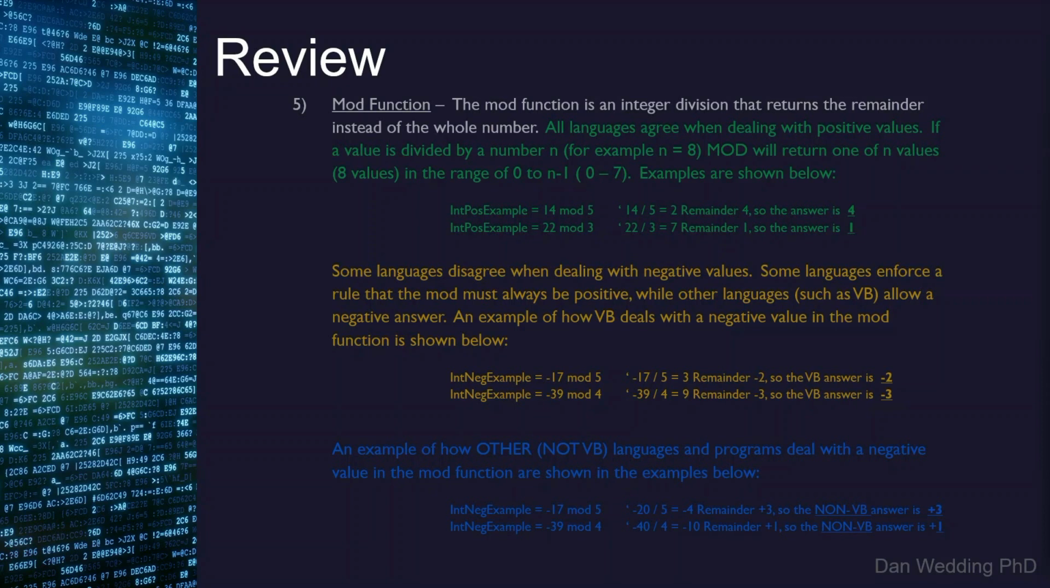Some languages disagree when dealing with negative values. Some languages enforce a rule that the mod must always be positive, while other languages, such as VB, allow a negative answer. An example of how VB deals with a negative value in the mod function is shown below. An example of how other languages and programs deal with a negative value in the mod function are shown in the examples below.